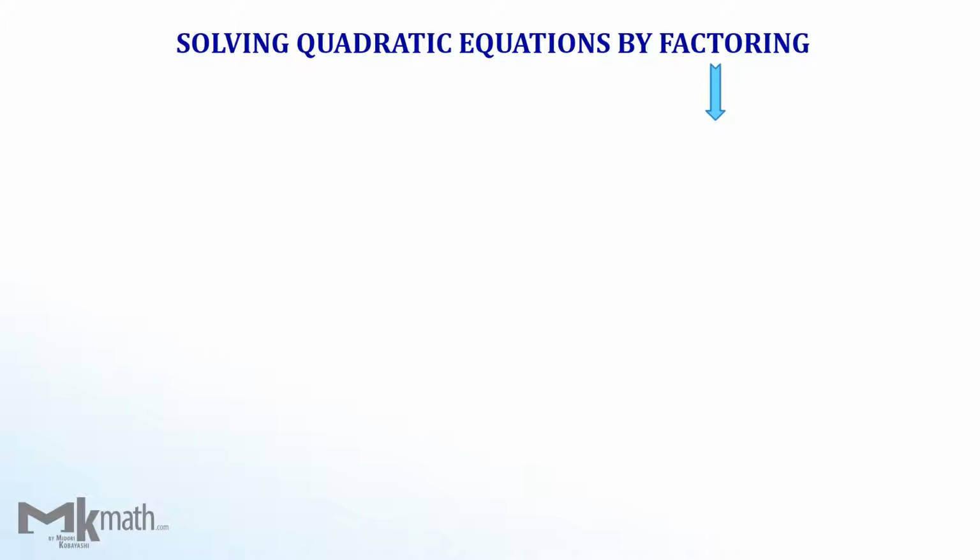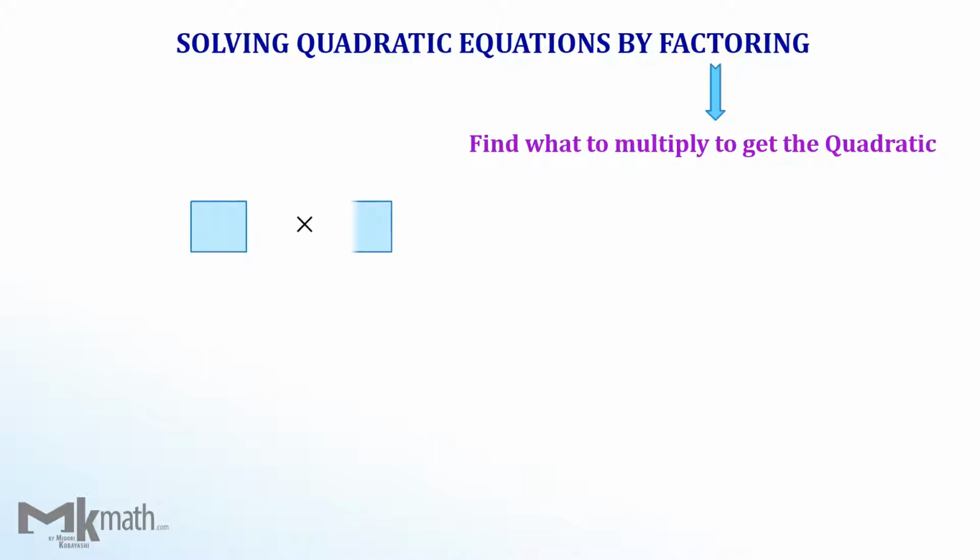Factoring means finding what to multiply to get the quadratic. For example, to have a product of 6, we can multiply 1 times 6, or 2 times 3, or 1.5 times 4, and so on. There are infinitely many combinations to have 6.